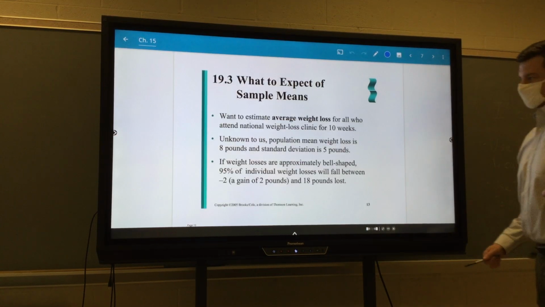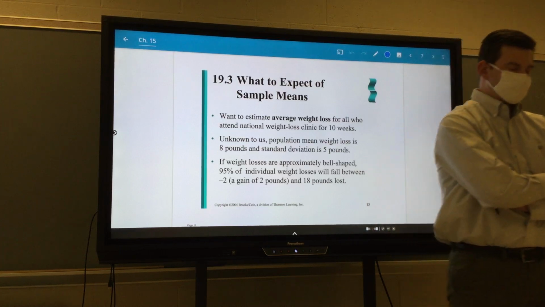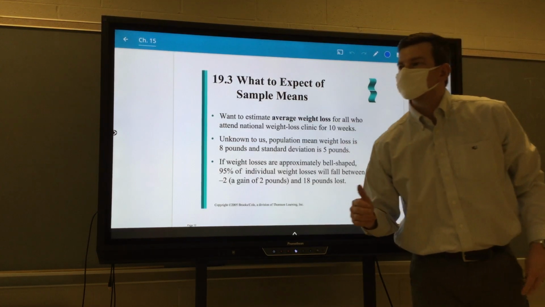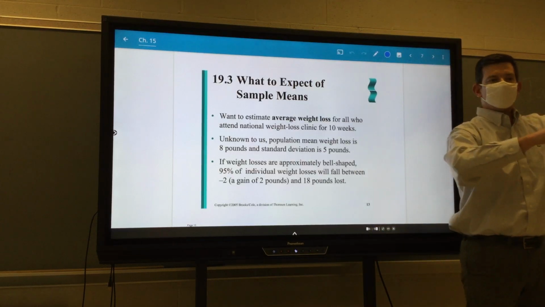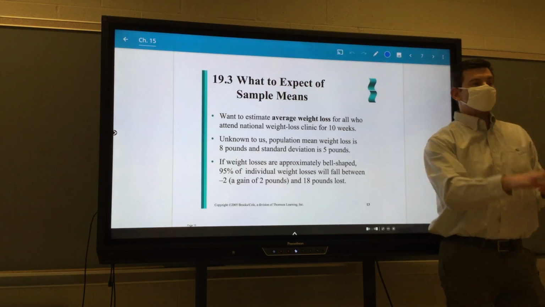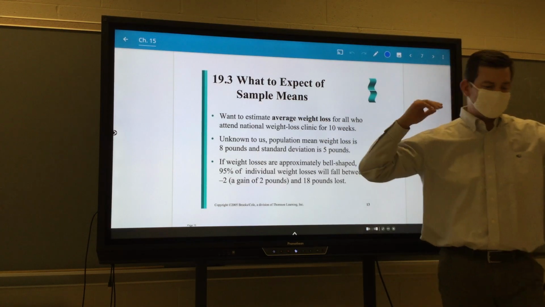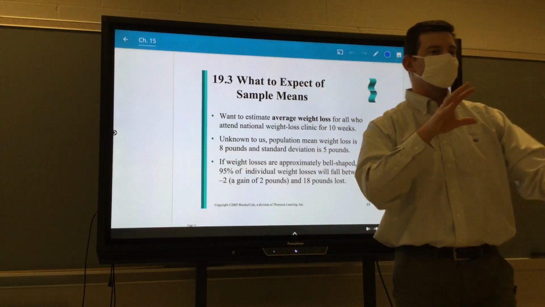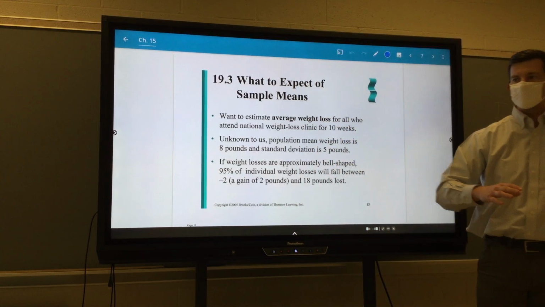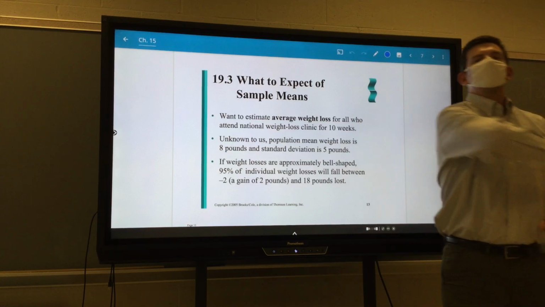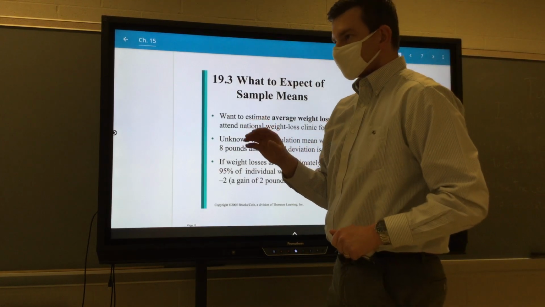Here's another one. Let's say there's a nationwide weight loss clinic where people go away, they're all motivated to lose weight. They go away for 10 weeks and they help you get your diet straightened out, they help you develop proper exercise habits, that sort of thing. Now, this goes across a large number of people.